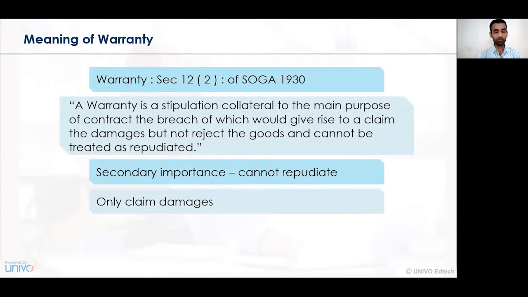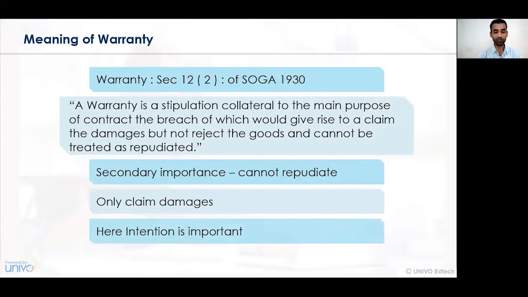Here, a person who has purchased a certain product or availed a certain service can only claim damages, and hence no further amount can be claimed. The product cannot be refused or rejected, and only damages can be claimed by the purchaser or buyer. And here the intention is most important. Stipulation is collateral to the main purpose of the contract, so the main purpose of the contract needs to be identified, that is, for what purpose the contract has been undertaken. If by small changes in a particular contract the contract cannot be performed, in that case the purpose is secondary and not primary.